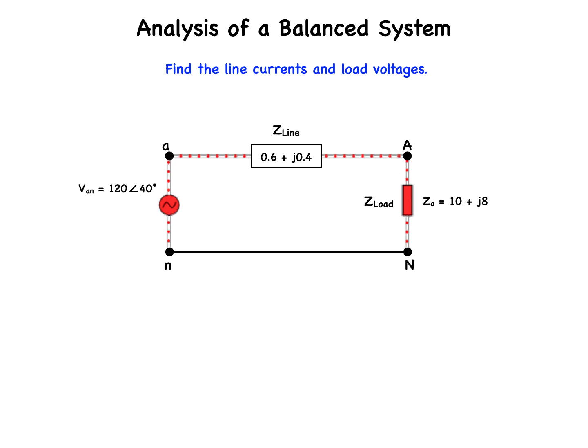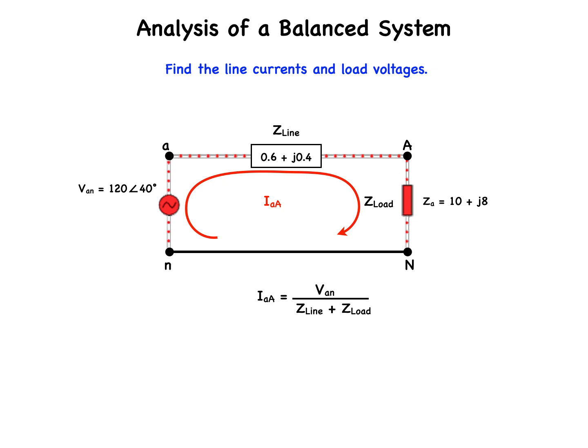In this circuit, lowercase letters are used to represent the source end of the network and capital letters are representing the load end of the network. The line current for the A phase is, according to Ohm's law, IaA is equal to VAN divided by the quantity of the line impedance plus the load impedance.